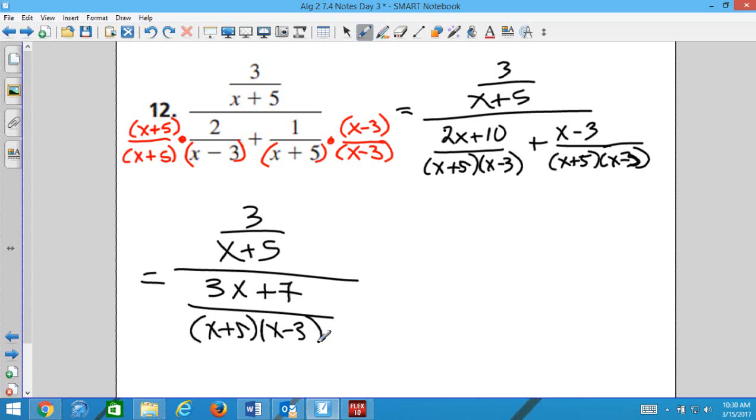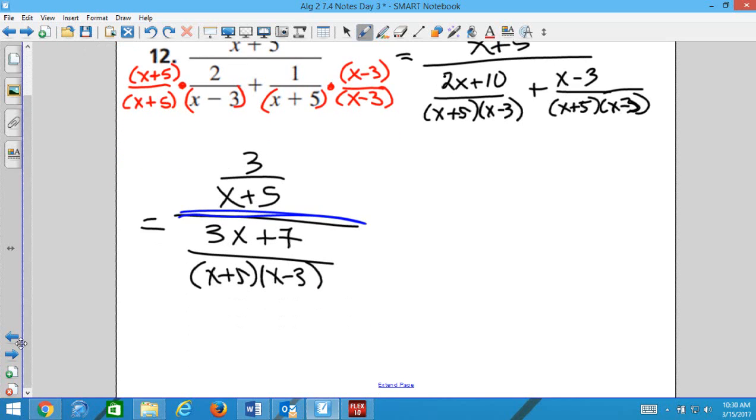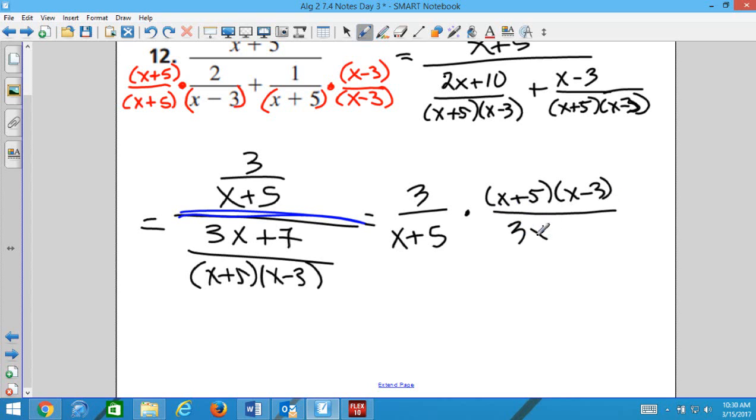Okay, so now I have one fraction over one fraction. So instead of dividing, what should we do? I'm going to have 3 over x plus 5 multiplied by x plus 5 times x minus 3 over 3x plus 7. Remember, these are all factors. They're all in parentheses. They're all binomials. So we're going to multiply straight across. Anything cancel? Anything else to cancel?